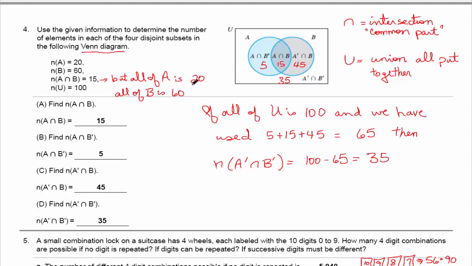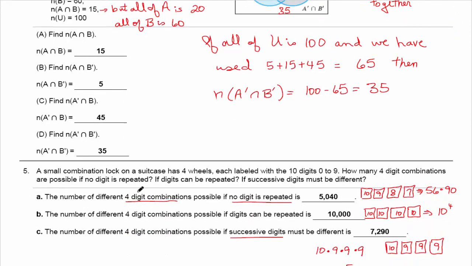Now, everything in this whole picture has got to add up to be 100. Well, let's see. If this is 5 and 15, that's 20. 20 and 45 is 65 all inside. Then there's got to be 35 outside. And after that, you simply fill in all the numbers that they're asking for.